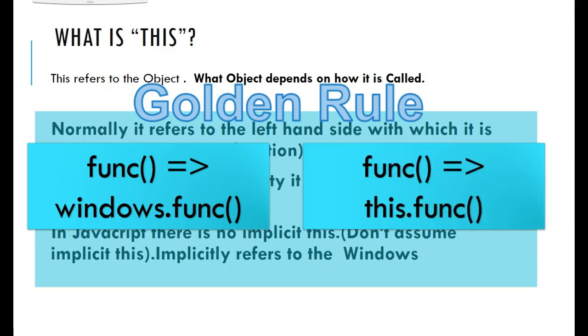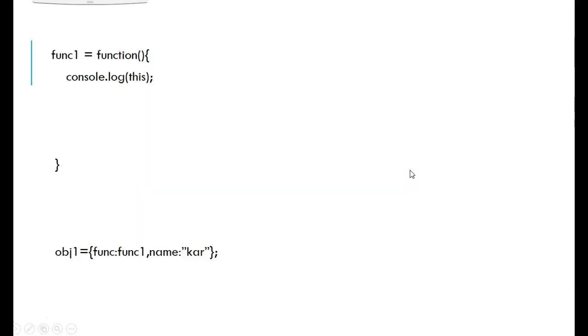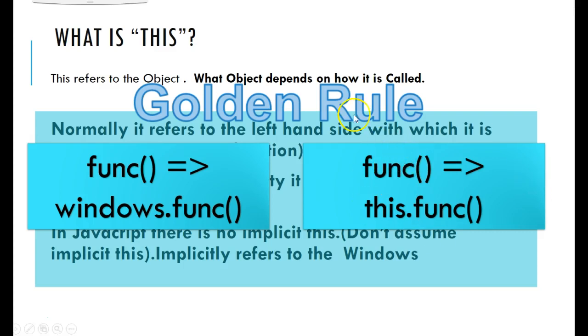The second rule, in which it greatly differs from other traditional languages, is this: if you call a function in traditional languages, it will refer to this.func. There is an implicit this, which refers to the object with which it is executed. But in the case of JavaScript, it is substituted with an implicit window. Let us understand it better with an example.